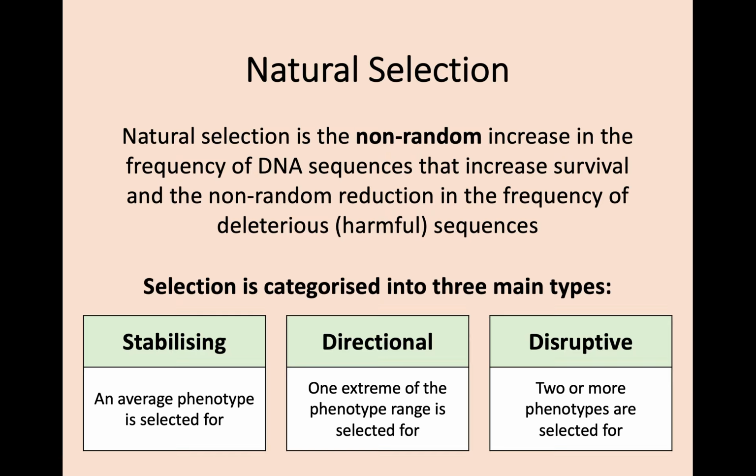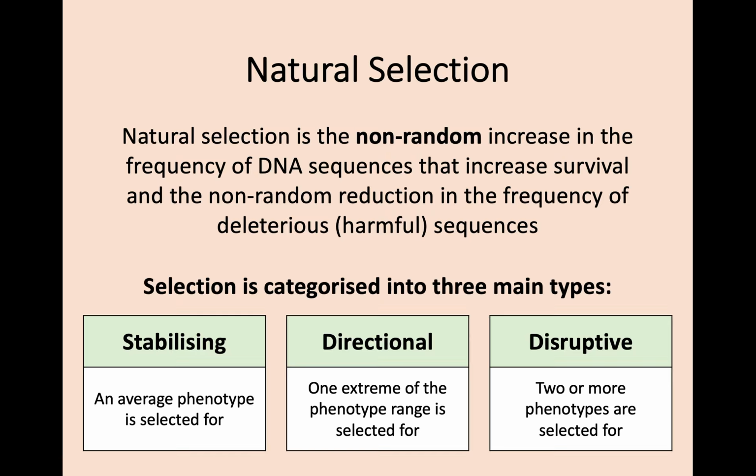Again, it sounds a bit complicated, but what it's meaning is, first of all, if it's natural selection, something is selected for, it's not this random change in genetics. There's a reason why these sequences have been chosen. So it's a non-random increase in DNA sequences that increase your survival, so that's good genes, and the non-random reduction in the frequency of harmful sequences, so bad genes effectively. It's looking for what genes are advantageous and how you increase that frequency throughout the species.